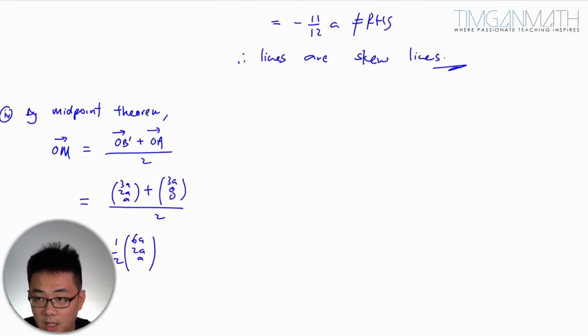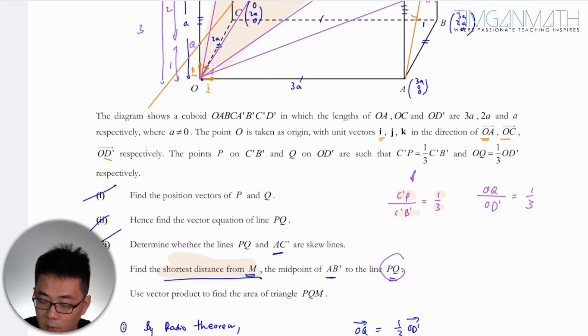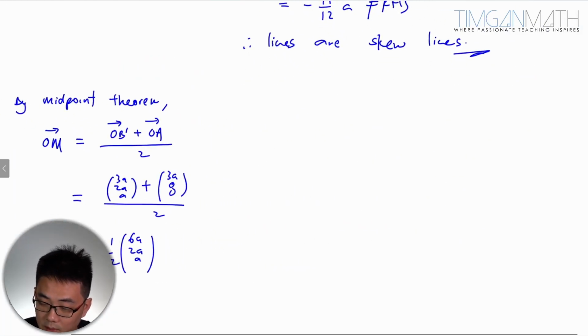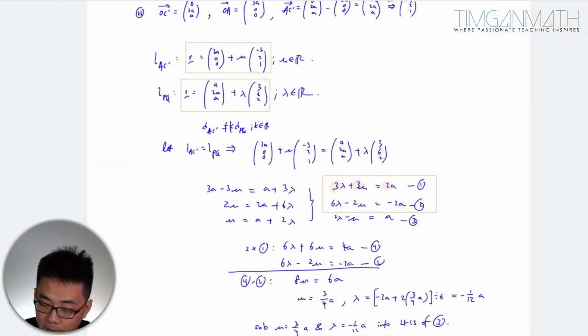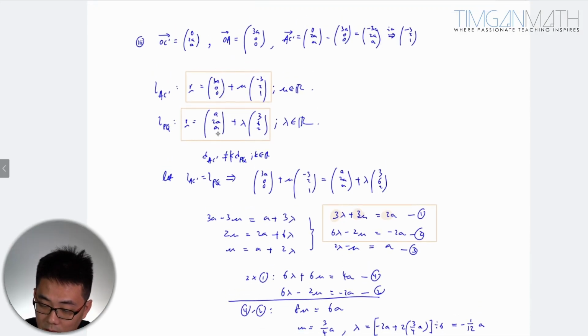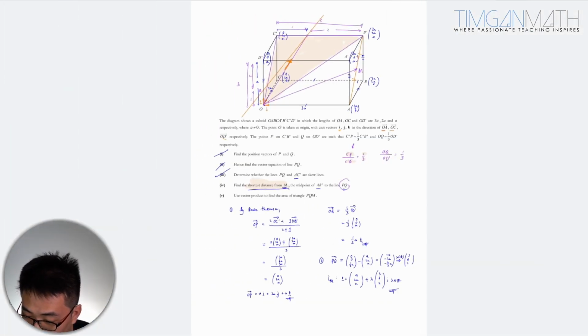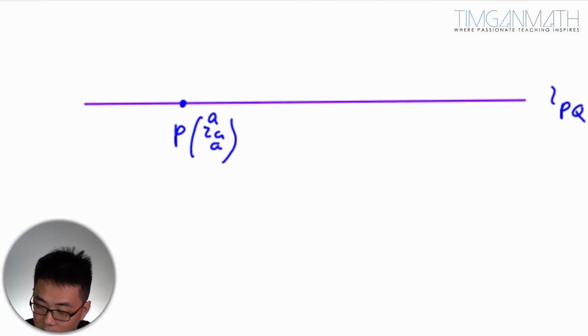So now what we need is the shortest distance of OM, which I found already, to the line PQ. PQ is this line which we found, so I'm just going to draw the line PQ out. It doesn't really matter, okay? So this is line PQ based on my formula here, which I used with A, 2A, A. So this is P, right? A, 2A, A, that's P. And 3, 6, 2 as the direction here.